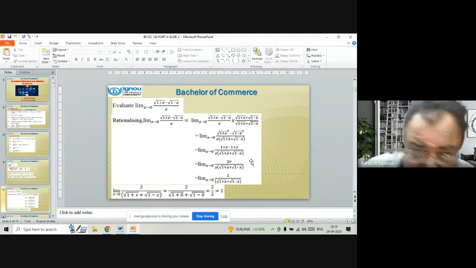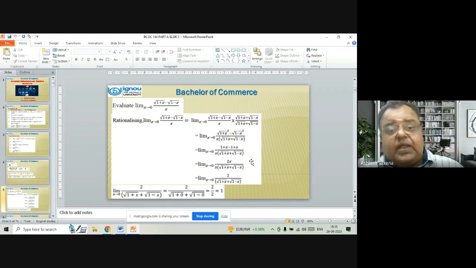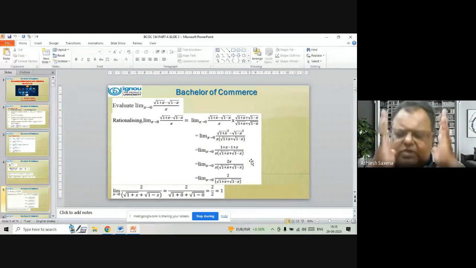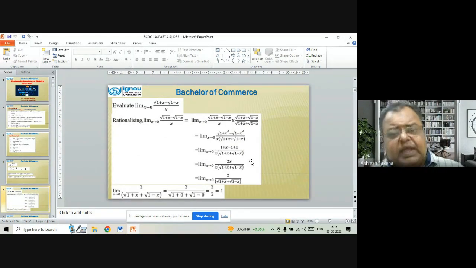Now, this is something we have to understand. The problem is evaluate limit x tends to 0 of under root 1 plus x minus under root 1 minus x, divided by x. First of all, what you are supposed to do, if you get anything in this form, that means either the numerator or the denominator is with under root, we have to rationalize the numerator.